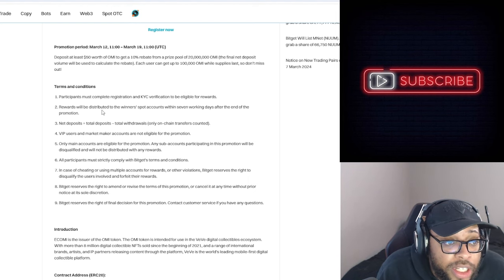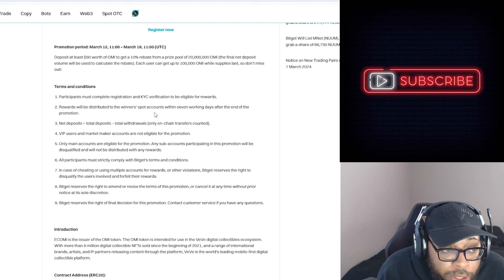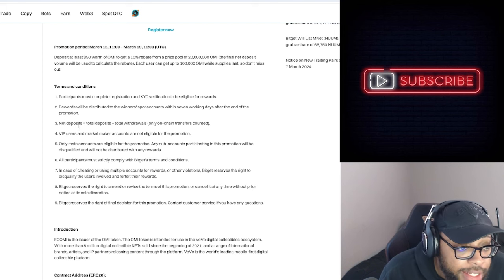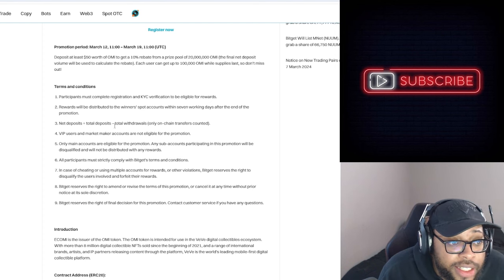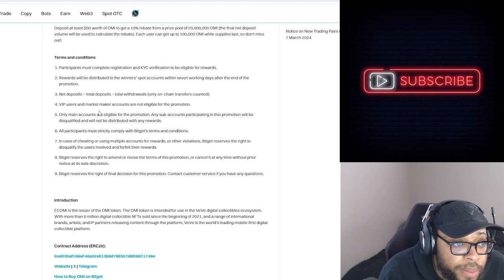Rewards will be distributed to the winner's spot accounts within 7 working days after the end of the proposal. Net deposits equal total deposits minus total withdrawals, only an on-chain transfer is counted. VIP users' market marker accounts are not eligible for promotion. Only main accounts are eligible for promotion. Any sub-accounts participating in this promotion will be disqualified and will not be distributed with any rewards.